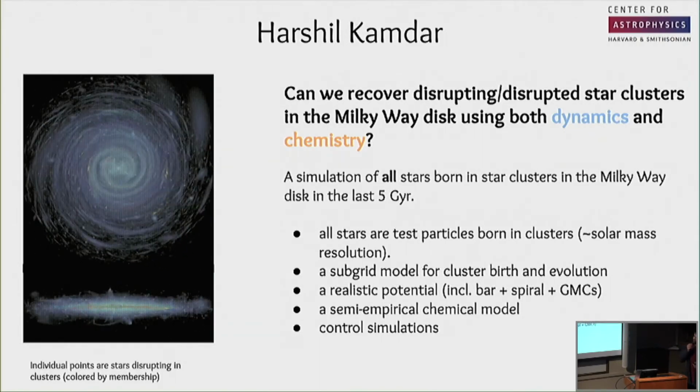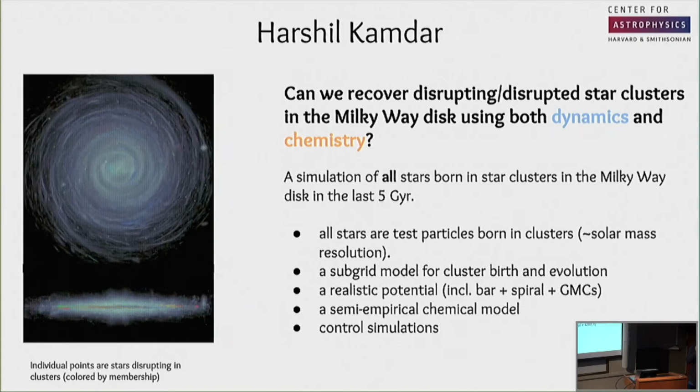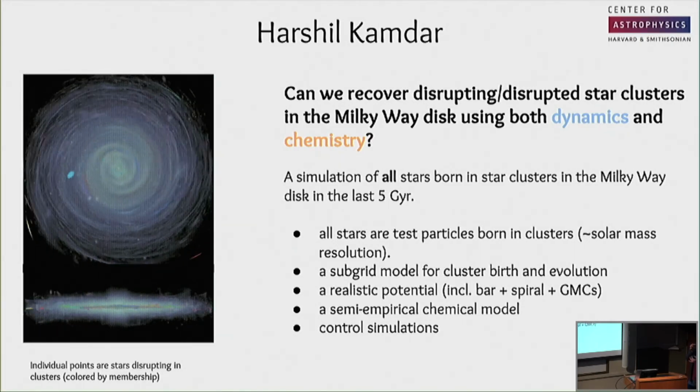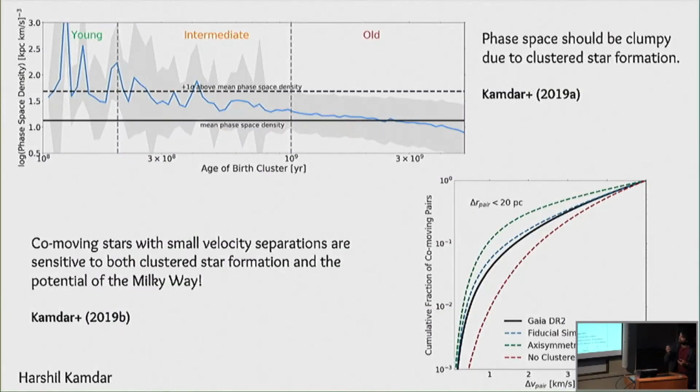On the left, the movie shows individual points, which are stars disrupting in different clusters, coded by the cluster they were born in. So it's like ink dissolving in water. It's kind of pretty. The two results that I want to highlight, and I'm happy to talk about more, are first that the phase space in the Milky Way disk should be clumpy due to clustered star formation. This is the plot on the left, showing the phase space density as a function of the age of the birth cluster, and how much above the mean phase space density in the disk it is.